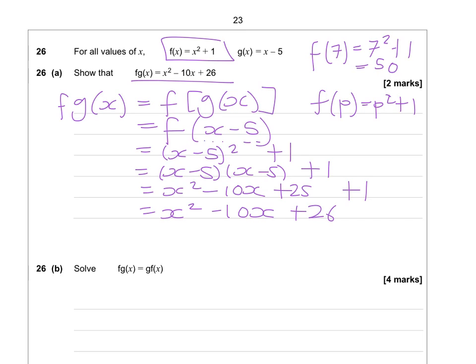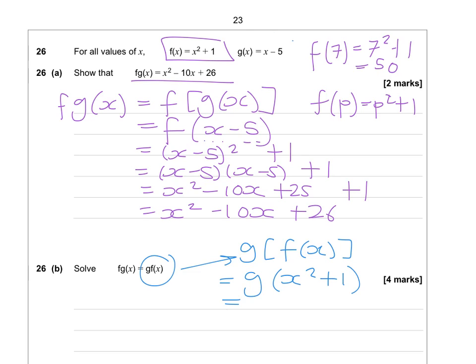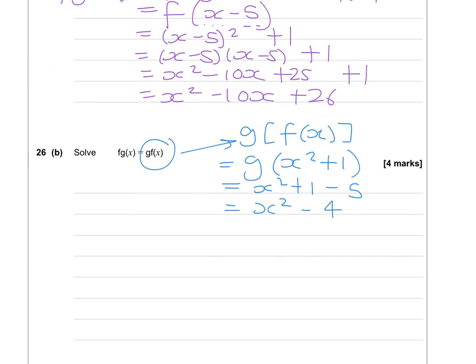Question 26, part B. Solve fg of x equals gf of x. Now, the composite function gf of x is g of f of x, which is g of x squared plus 1. The function g says subtract 5. So we're taking x squared plus 1 and we're subtracting 5 from it, which is x squared minus 4. So this tells us that fg of x, which was x squared minus 10x plus 26, must equal gf of x, x squared minus 4.